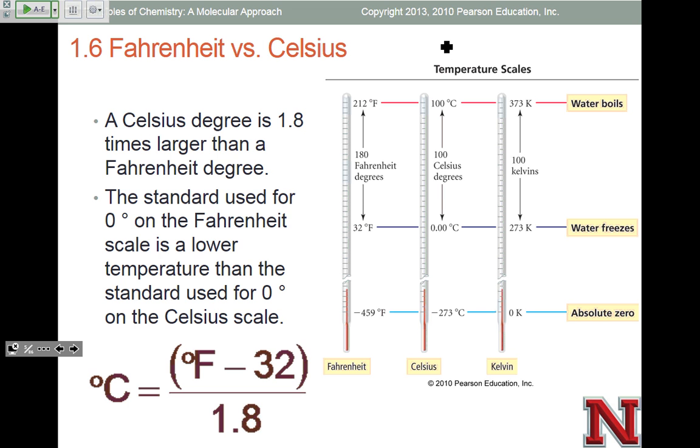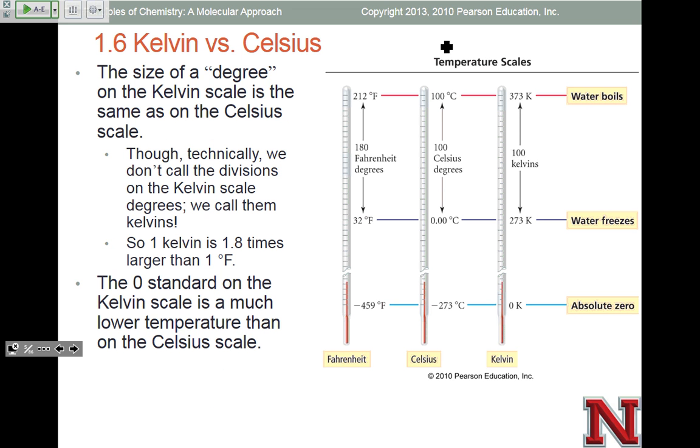Now, if we go from Celsius to Kelvin, however, it's fairly straightforward. Our Kelvin is just our degrees Celsius plus 273.15. And we typically don't really consider Kelvin a degree. Technically, we don't call them divisions degrees. We just call them Kelvin. So you won't often see the little degree sign when we're talking about Kelvin. And that's just a technicality that's used, and you'll see it throughout science. But Celsius and Fahrenheit, we do call the divisions degrees.